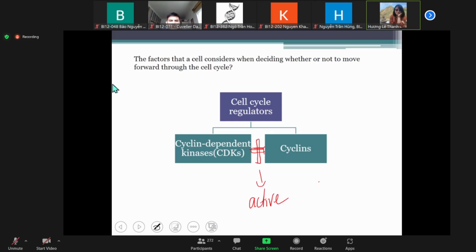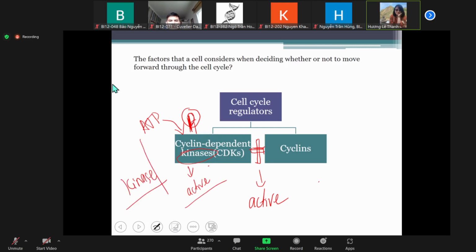So what about the kinase? I remember I told you before, a kinase is when you add a phosphate group to an enzyme, and it becomes a working stage. Like you have an ATP here, and it donates one phosphate group, and the enzyme becomes active. Okay, that's what we call a kinase. A kinase adds one phosphate group to make them work. Okay.